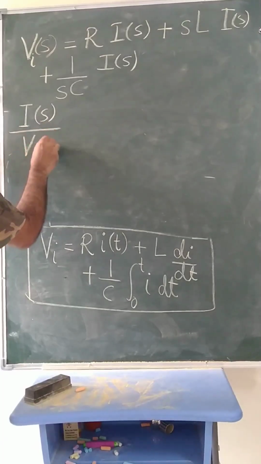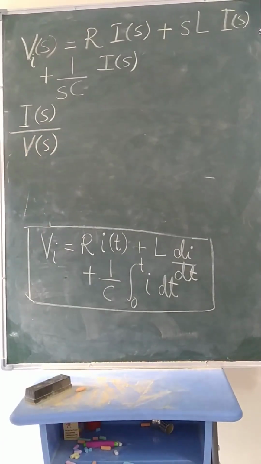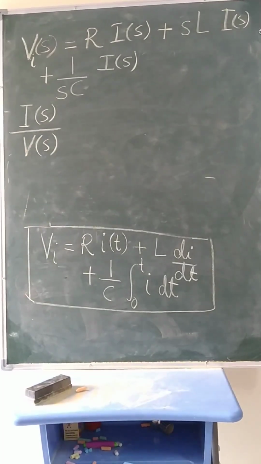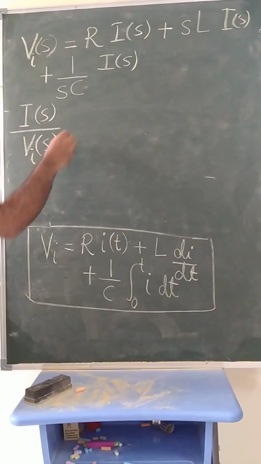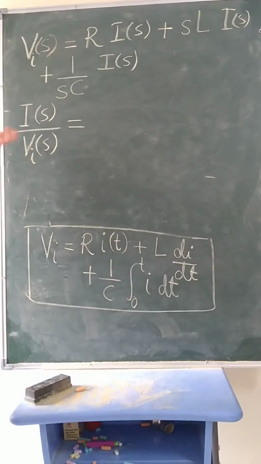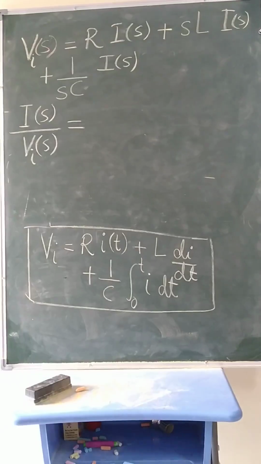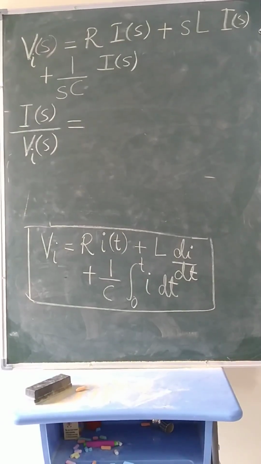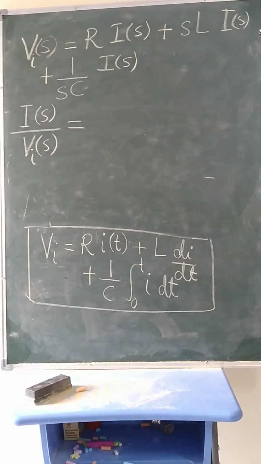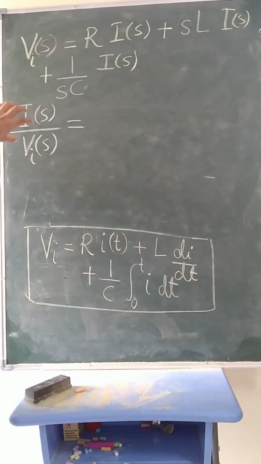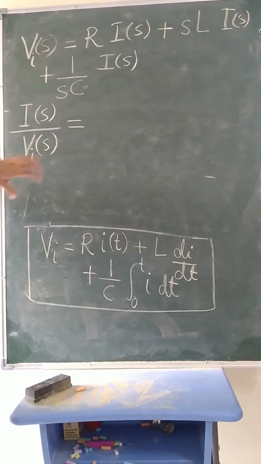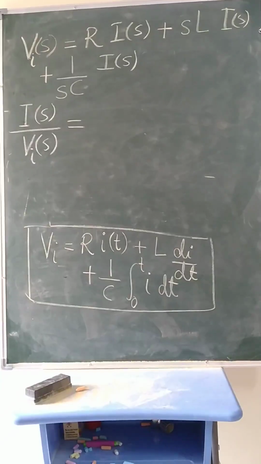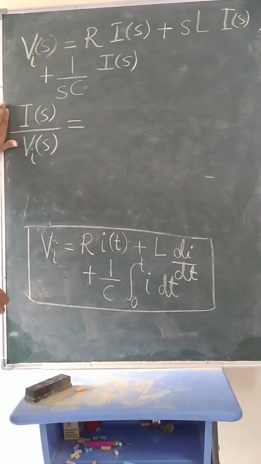So using this relation, I can find the relation for I(s) divided by V(s), the current flowing through the circuit divided by the input voltage. This can also be one of the transfer functions. If the output of the system is the current flowing through the circuit, then this can also be your transfer function. But for now, this is not our transfer function. Our transfer function has to be the voltage drop across the capacitor upon the input voltage. That is the objective we have set up. But let me first find this and eventually we'll find it.